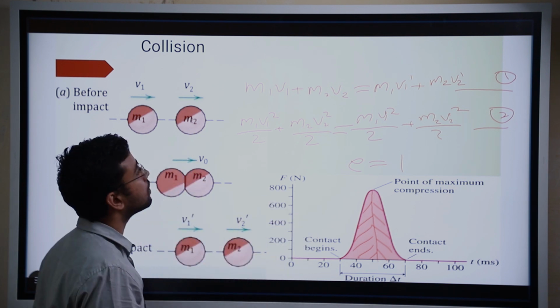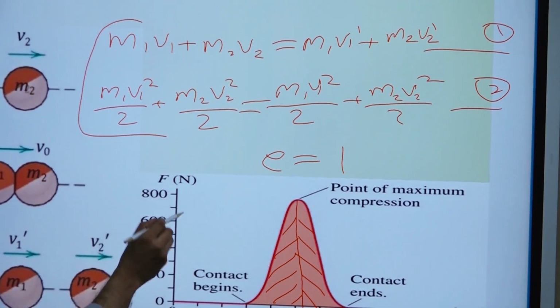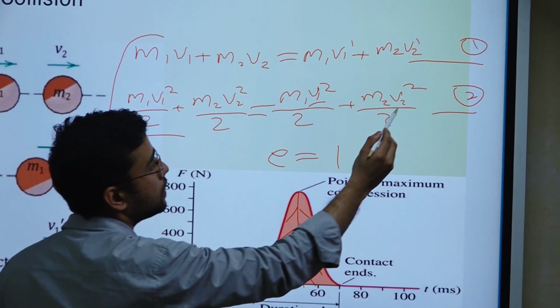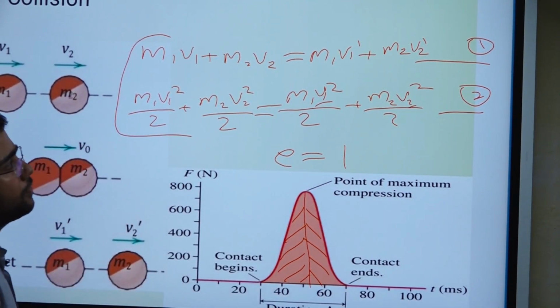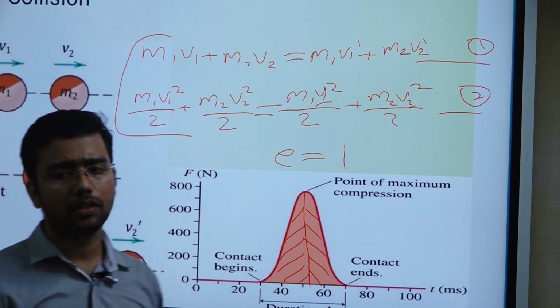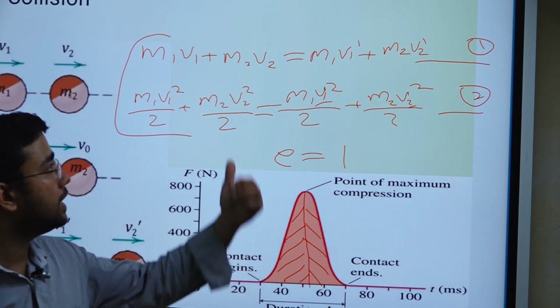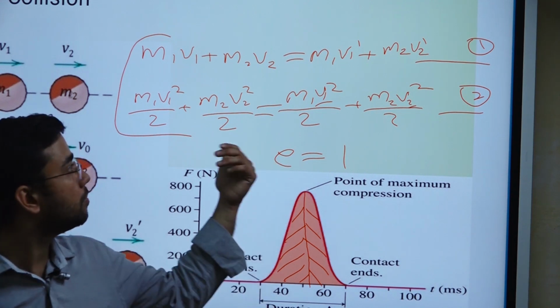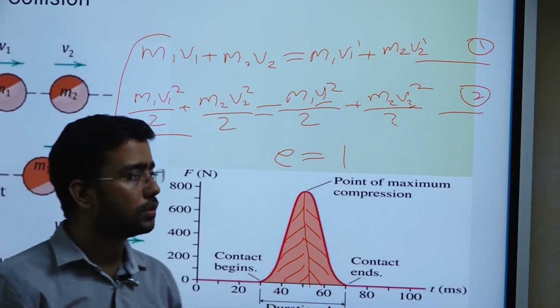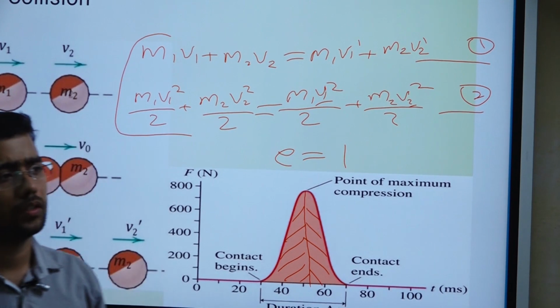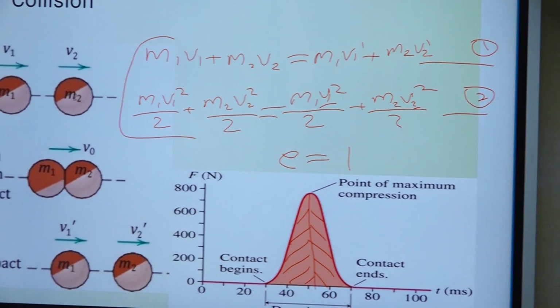So after solving these two equations, we can find the final velocities v1 dash and v2 dash. It is a little tough to solve these problems, that's why you will get very easy questions in the examination, because it is a very lengthy process to solve this big quadratic equation. In the exam you will find very easy questions, but conceptual.